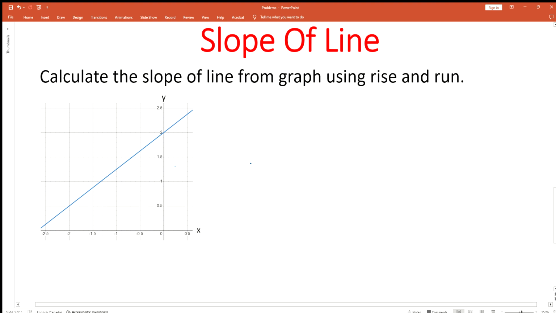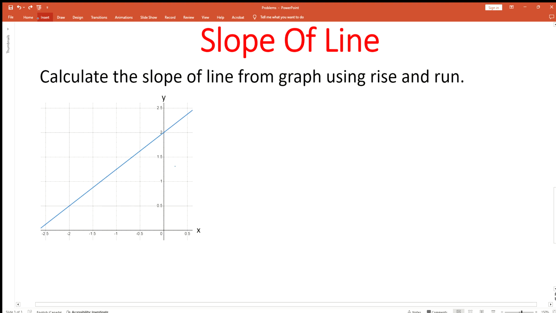In this video, we'll calculate slope of a line using rise and run. As per the problem, calculate the slope of line from graph using rise and run. We are given the graph of a straight line. The straight line is this blue line that goes in the upward direction as we go from left to right. Since this straight line is directed in the upward direction as we go from left to right, its slope should be positive. This is an important concept we need to understand and memorize.